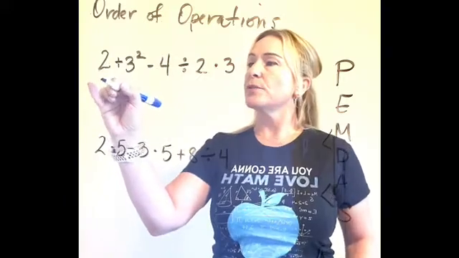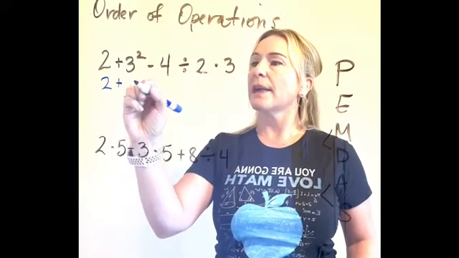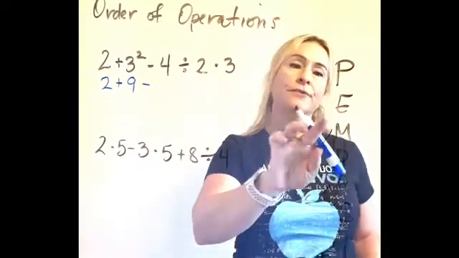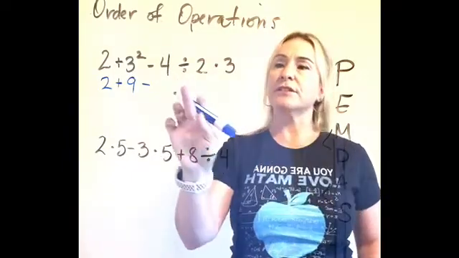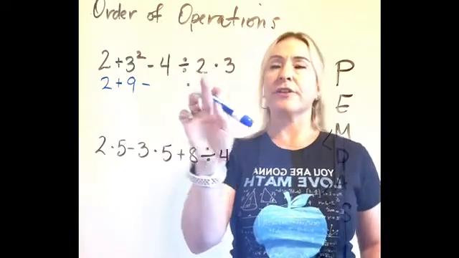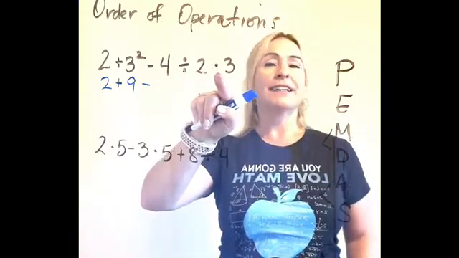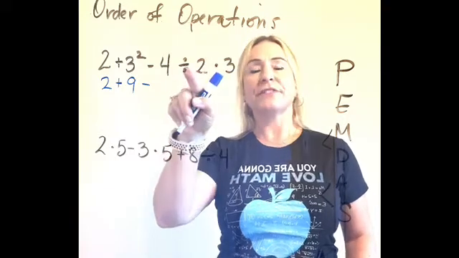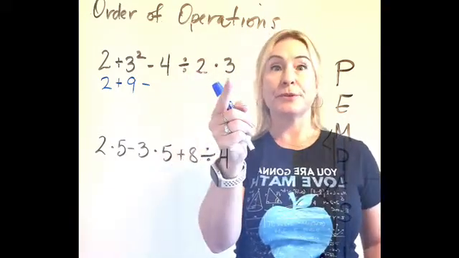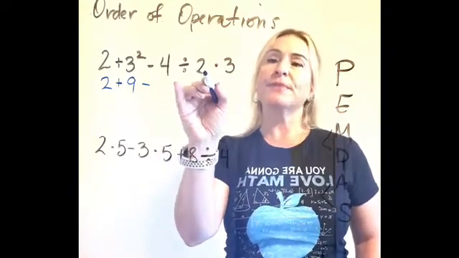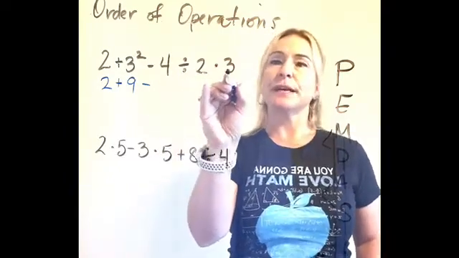So this would be 2 plus, and that's 9 minus, and then in this case, I have multiplication and division. So they're just actually right next to each other. So even though multiplication comes first, I want to be careful. I don't want to multiply before I divide. I want to do these from left to right. Massively important. 4 divided by 2 is 2, and then 2 times 3 is 6.